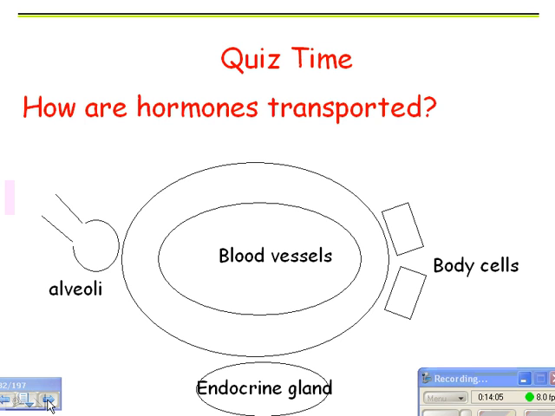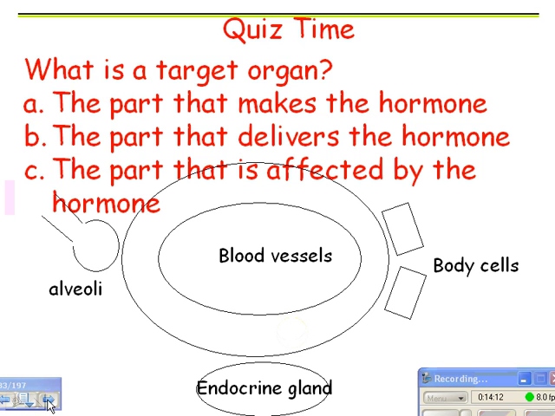How are hormones transported? They're transported through the alveoli. No, okay, they're transported through the blood vessels. He's good, isn't he? What is a target organ?